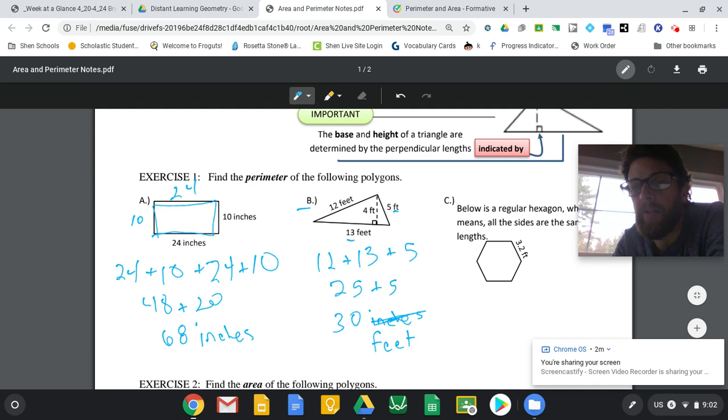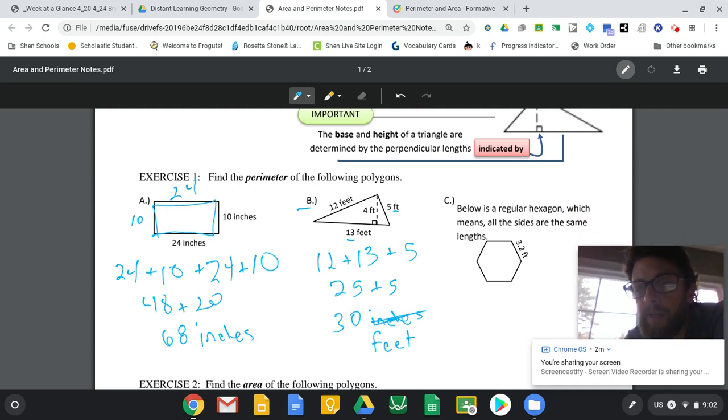And then over here, this says below is a regular hexagon, which means all the sides are the same length. So you can see there's 6 sides and they're all the same length. So the easiest way to do this, instead of adding 3.2 six times, just do 3.2 times 6, which is 19.2. We're talking about feet again.